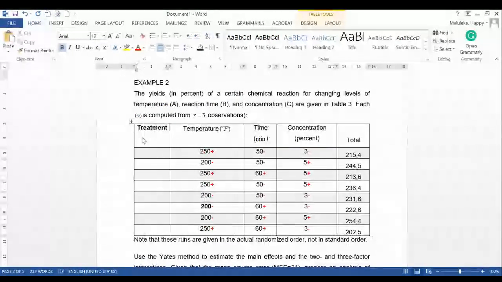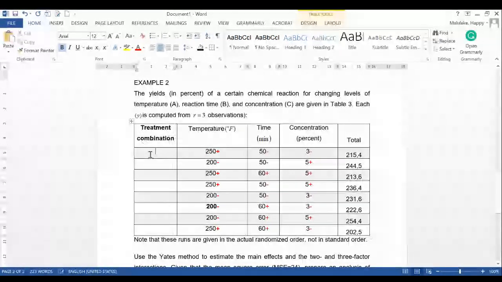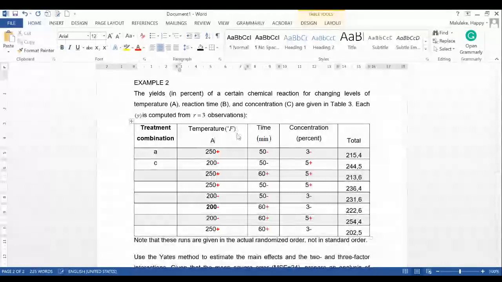First row is A. Small letter a, not capital letter. The second row is small letter c. Can you please explain why you are saying a small letter c so that those who are lost can follow? Because the temperature is set low and time is set low, but the concentration is set high, so it's c. Thank you very much.